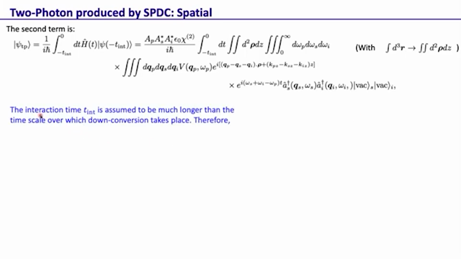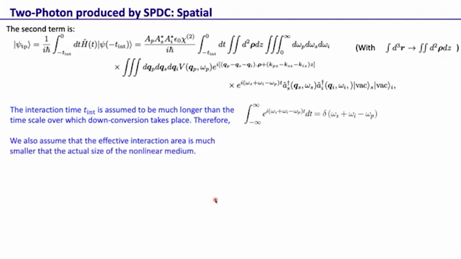Now in this expression, just like we had done for time, we'll make some assumptions. The first assumption is the interaction time T interaction is much longer than the time scale over which down conversion takes place. So this we had again done earlier as well, and as a result this e to the i omega s plus omega i minus omega p times t integral can be written as this Dirac delta function, and here we are referring to this dt integral. This can be written as this delta function.